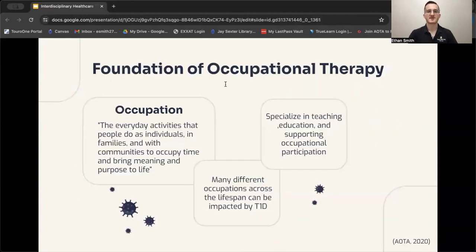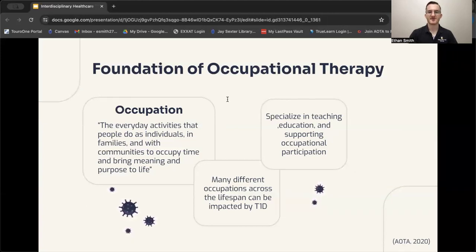As occupational therapists, we specialize in teaching, educating, and supporting participation in any activity or occupation that takes up an individual's time. When people hear the word occupation, they often immediately think of the word's connotation for job or employment. However, the formal definition is an everyday activity that people do as individuals, in families, and with communities to occupy time and bring meaning and purpose to life. Everyone from babies to seniors has occupations, and we often take many of them for granted until they become disrupted or are difficult to do independently.